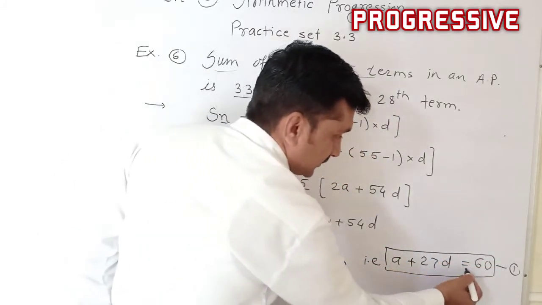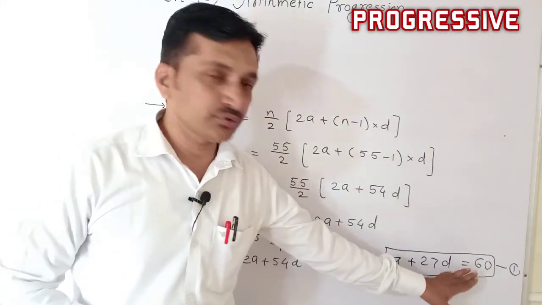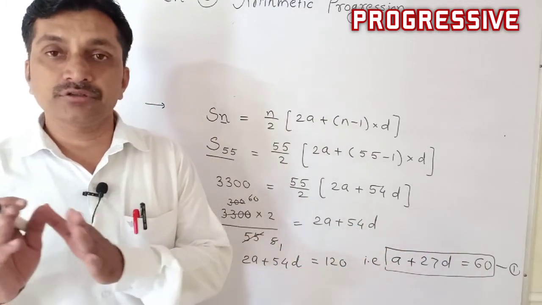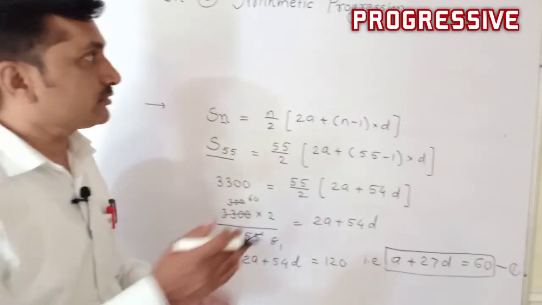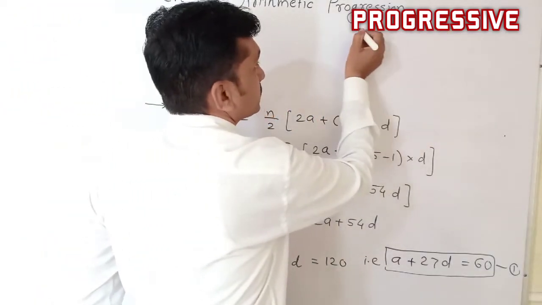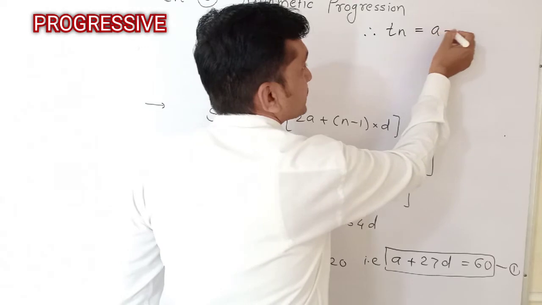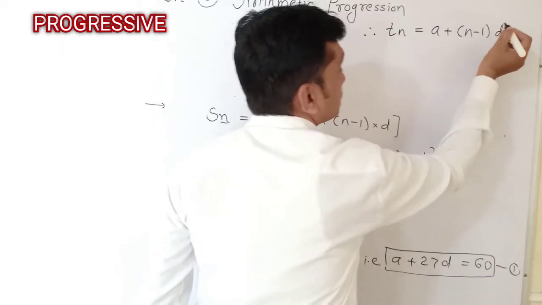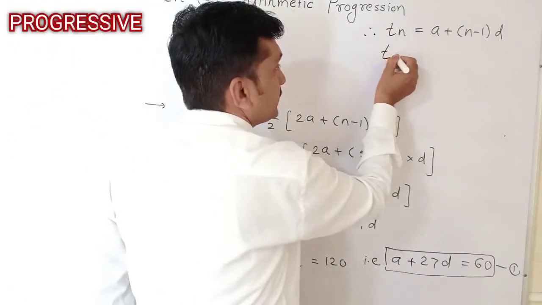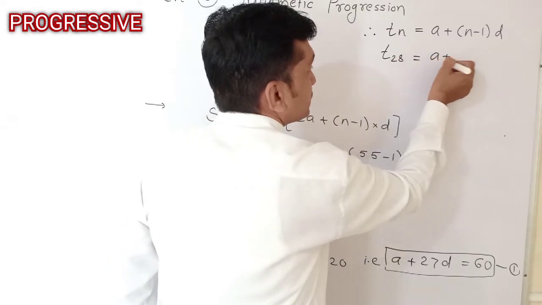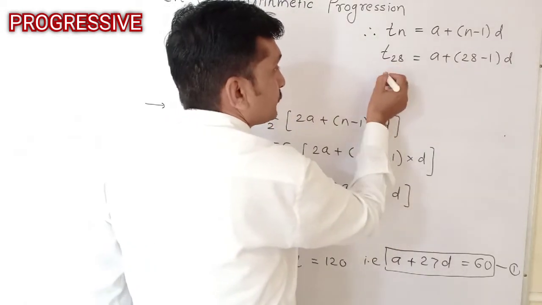A plus 27d is equal to 60, given here as number 1. Now after getting a plus 27d is equal to 60, we want the 28th term, that means T28. For that we have to use the Tn formula. Therefore Tn is equal to a plus (n minus 1) d. Now we want T28, so put n value 28. T28 is equal to a plus (28 minus 1) into d. T28 we have to find.